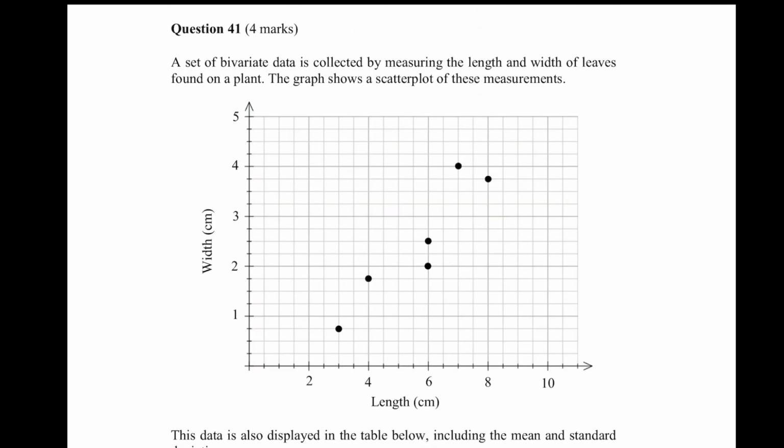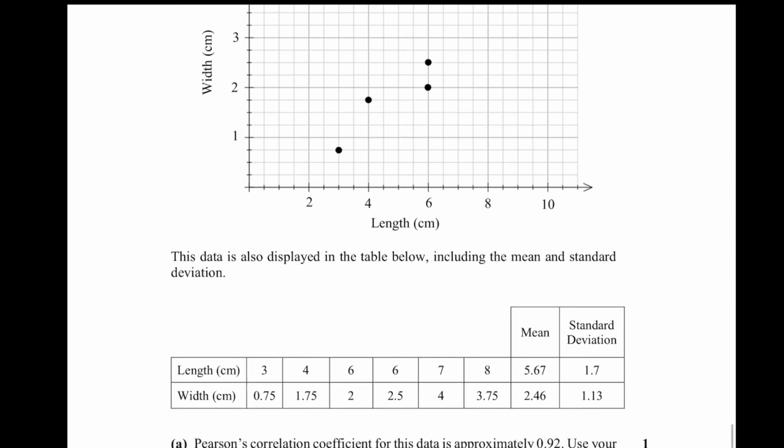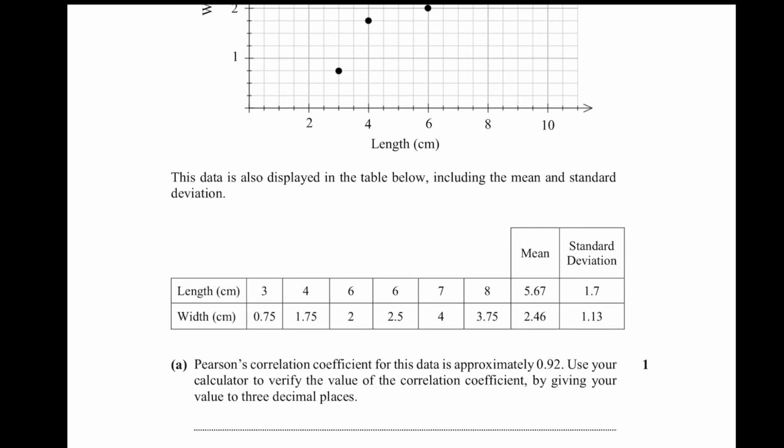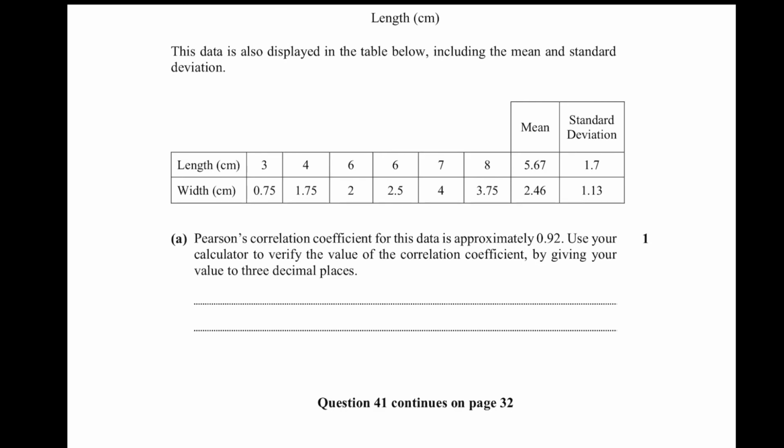Question 41, a set of bivariate data is collected by measuring the length and width of leaves found on a plant. The graph shows a scatter plot of these measurements. The data is also displayed in the table below, which includes the mean and standard deviation. Pearson's correlation coefficient for this data is approximately 0.92. Use your calculator to verify the value of the correlation coefficient by giving your value to 3 decimal places.